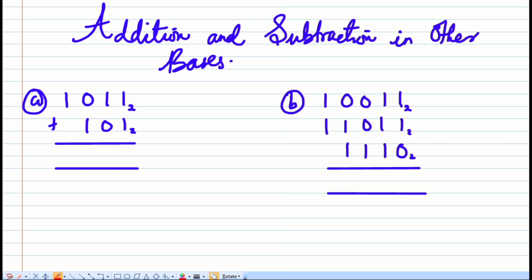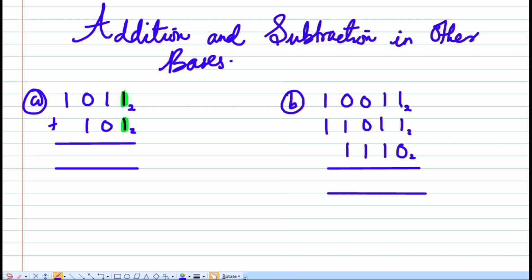All you need to have at the back of your mind is that we're going to do our normal addition, and then we're going to ask ourselves, how many groups of the base do we have in the number there? It will make more sense when we begin to solve. So let's do this. A part, we have 1011 base 2 plus 101 base 2. So the addition is in base 2. Let's add, starting from the first column: 1 plus 1.